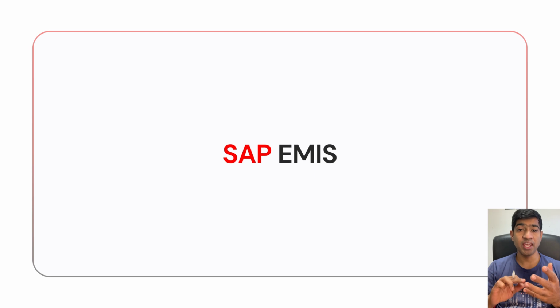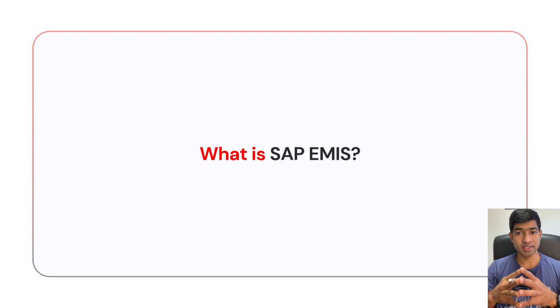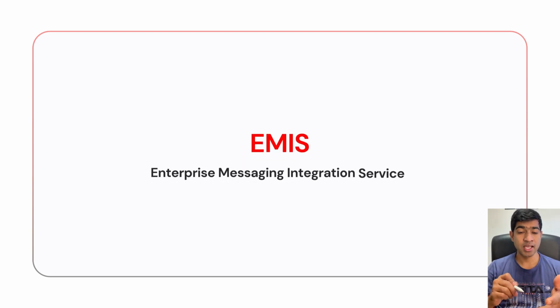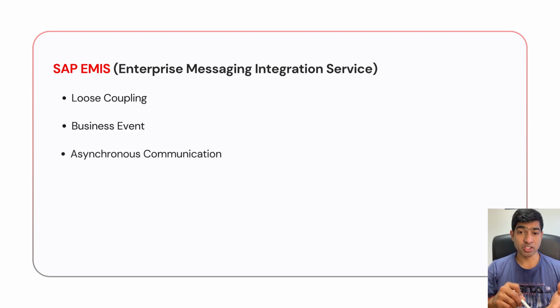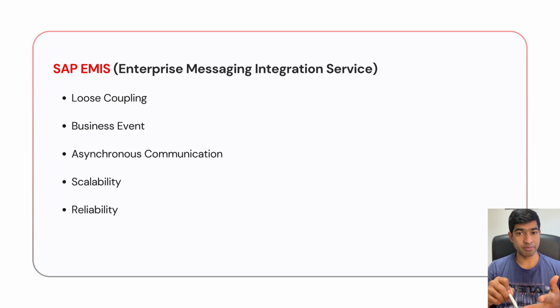In this video, I'm going to talk about SAP EMIS, which is a new capability from SAP on SAP Integration Suite. So what is SAP EMIS? EMIS stands for Enterprise Messaging Integration Service. So when somebody says SAP EMIS, you always have to remember loose coupling, business events, asynchronous communication, scalability, and reliability. These are the terms that you need to remember when you work with SAP EMIS.